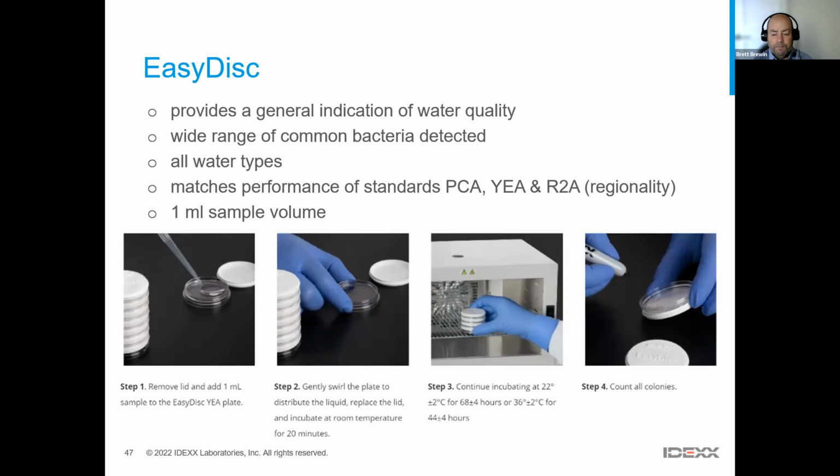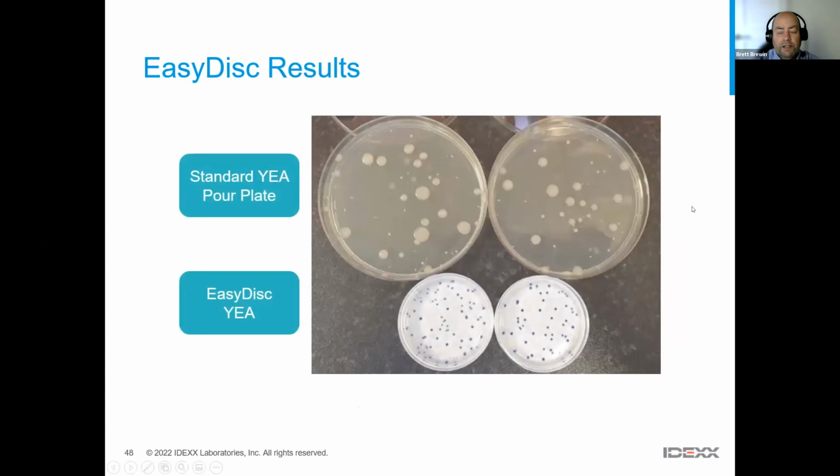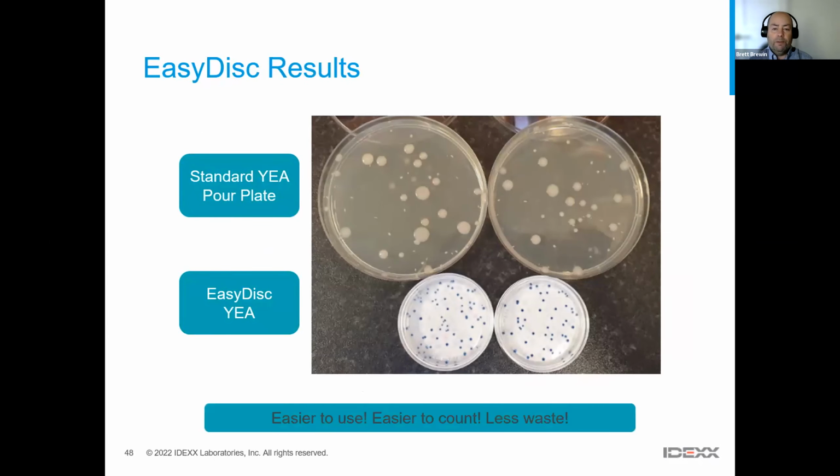Gives you very concordant counts with the current reference methods that will be used in a particular region. And the results are much easier to interpret than when you're using pour plates or spread plates. You often get colonies of very different sizes. They can often be spreading across the plate. It can be difficult to interpret those results. With EasyDisc, we've tried to negate that. Much easier to use, easier to count, and they're smaller, so there's a lot less waste, and I know we're all concerned with waste at the moment.